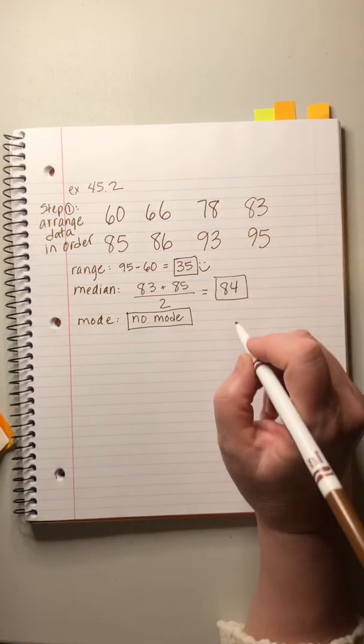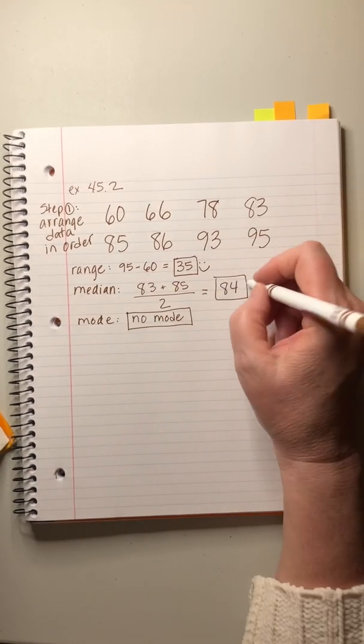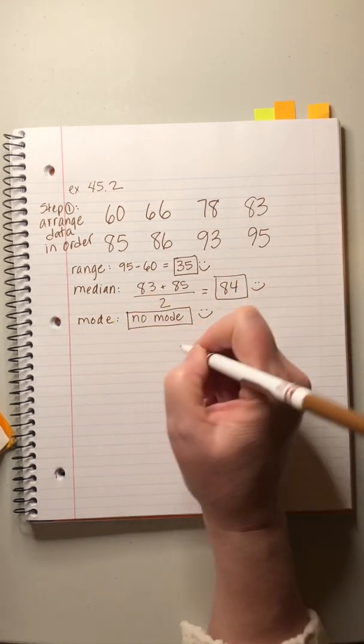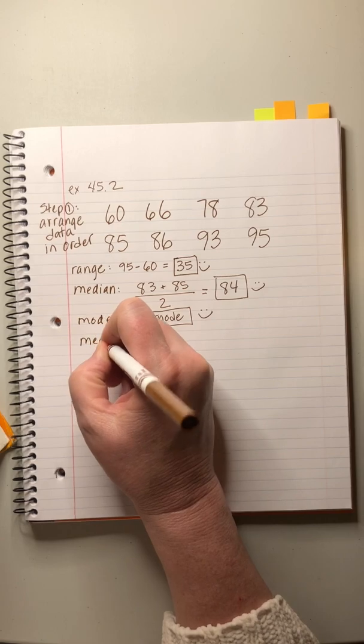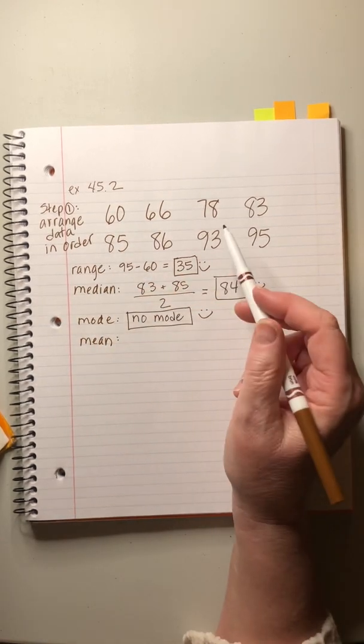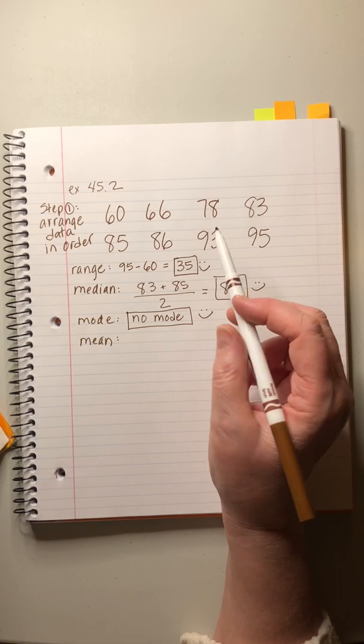Let me just double check my answers. 35, 84, no mode. And then the mean. I'll tell you what, this is when we really wish we had computers, or at least a calculator, because to add these up is a pain in the neck. So I'm going to save us the drama.